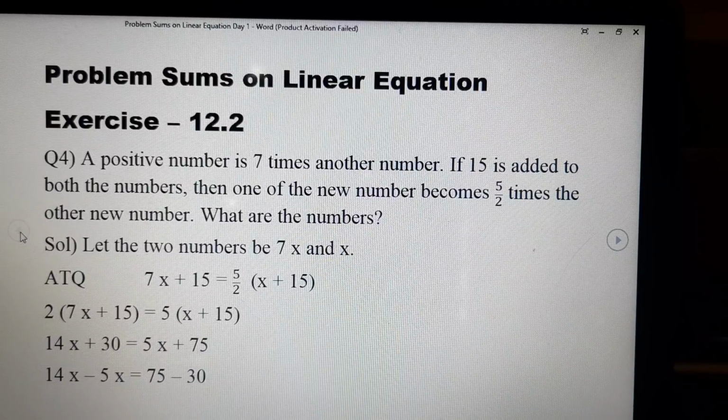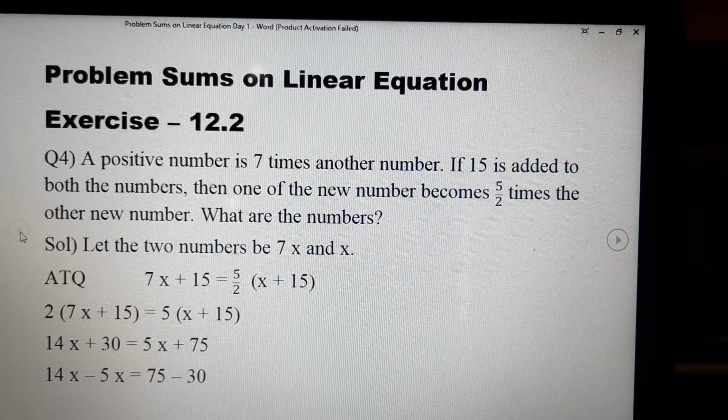Good morning, children. Today we are going to study how to solve problem sums based on linear equation. You have already studied how to solve linear equation questions with one variable. We need to transfer variable. We have to collect variables together and we have to shift all the numbers to the other side in order to find out the value of variable. Okay.